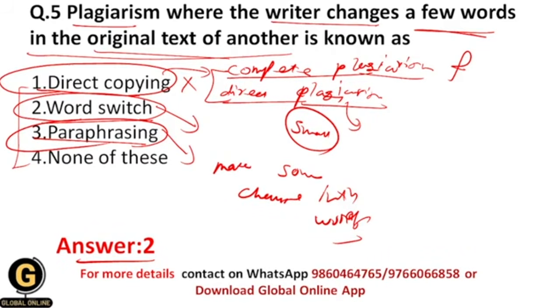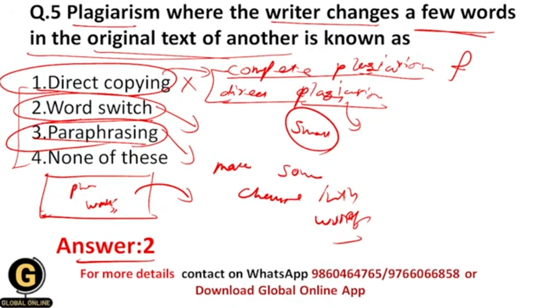So for example, there is a paragraph in an original text, and what I am doing is changing some phrases, changing some words, or else changing the sequence of sentences. And after that I am copying this whole paragraph in my research paper and saying that this is my work, this is my idea. So this is called paraphrasing.